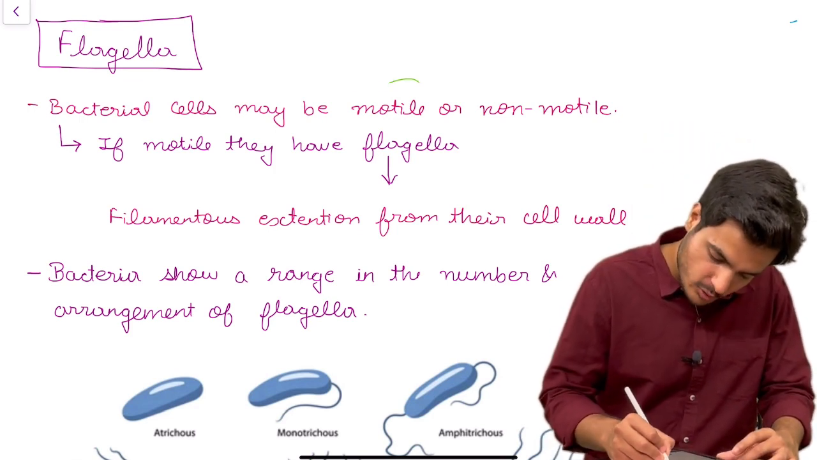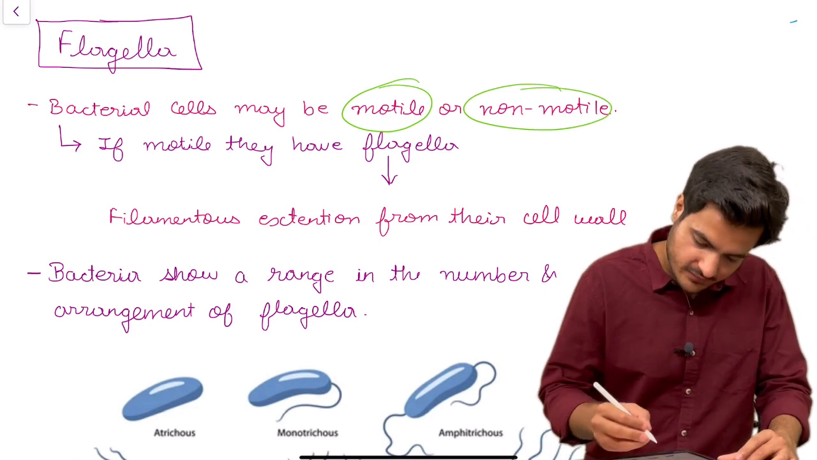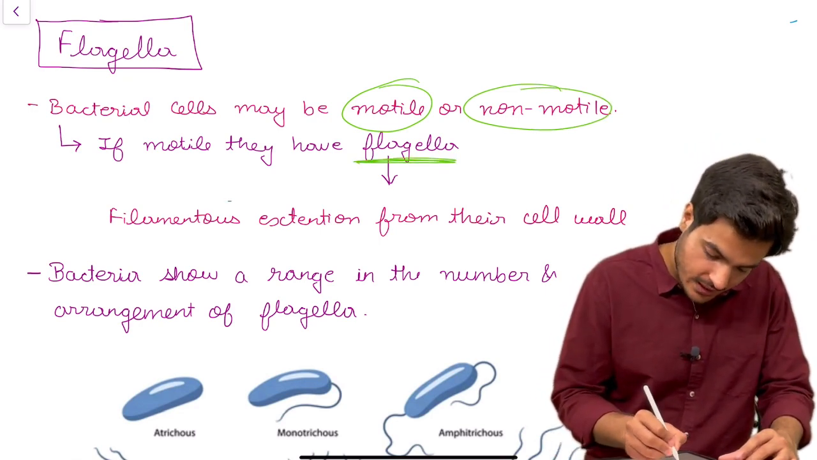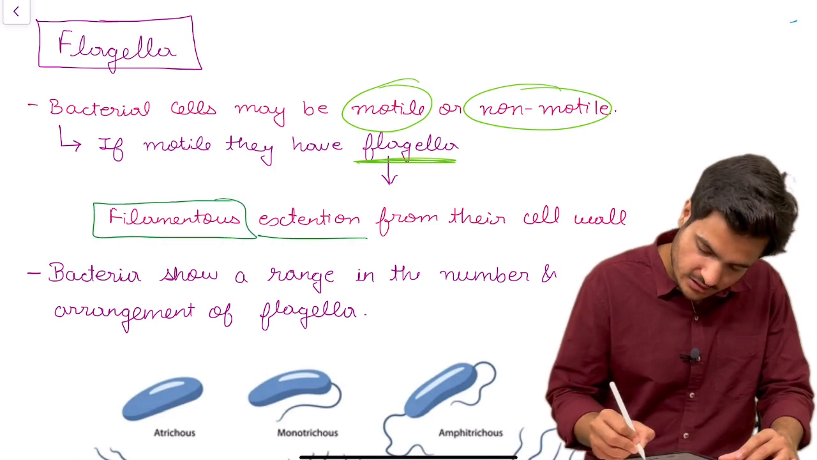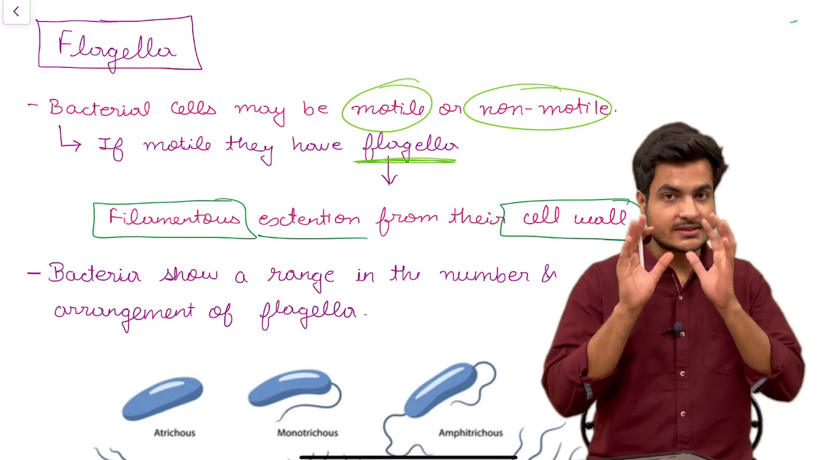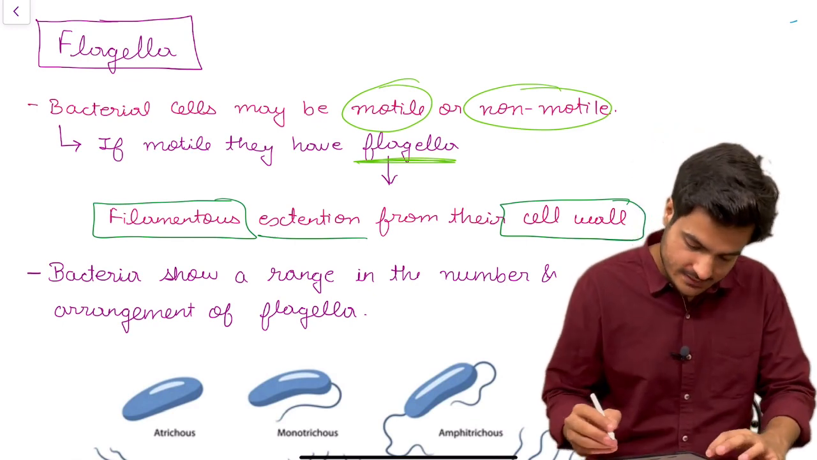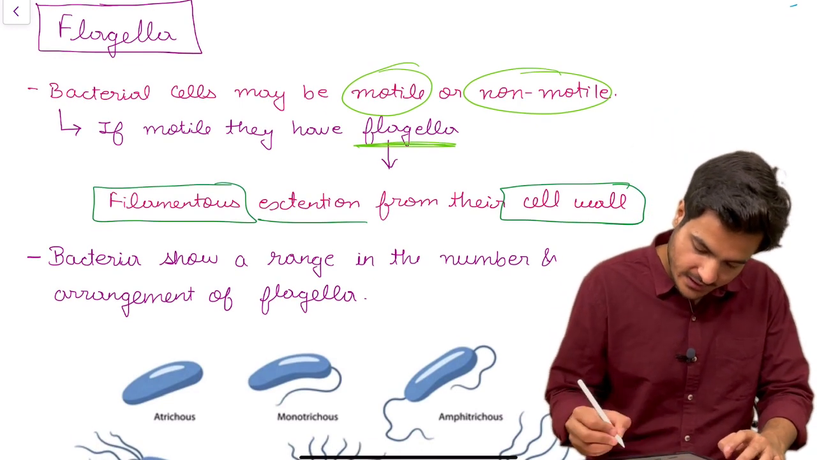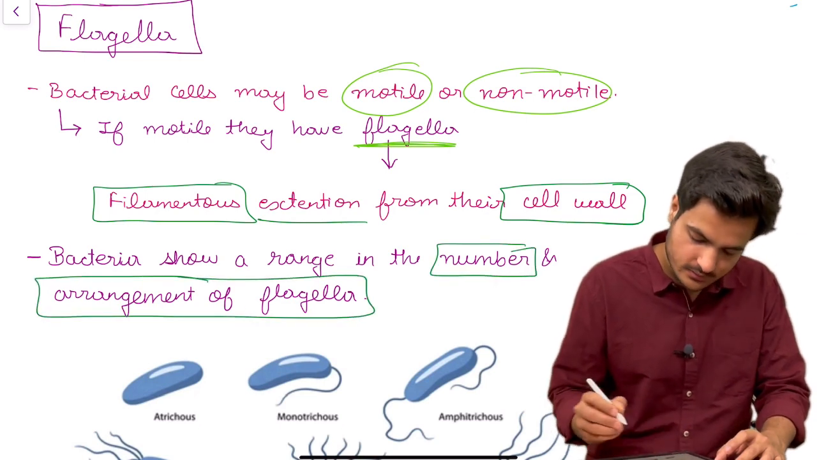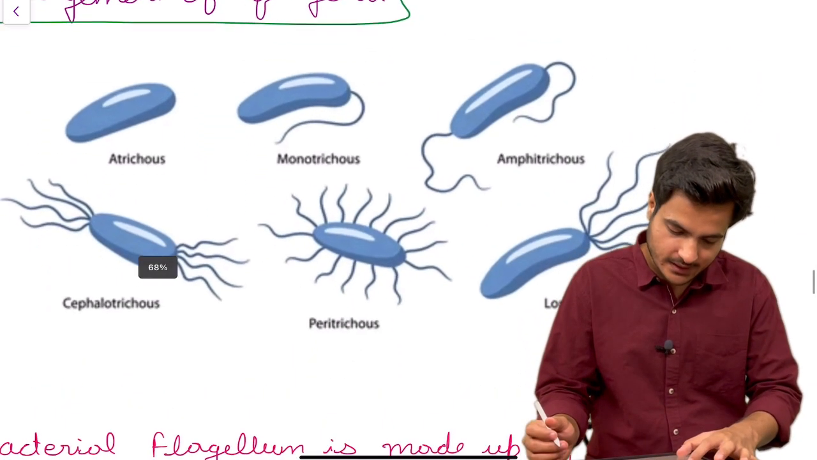Bacterial cells may be motile or non-motile, and if they are motile, they have flagella. Flagella is a filamentous extension from the cell wall. It is an extension from the cell wall, not cell membrane. Now let's see that bacteria have a wide variety in the number and arrangement of flagella. For example, let's see this diagram.